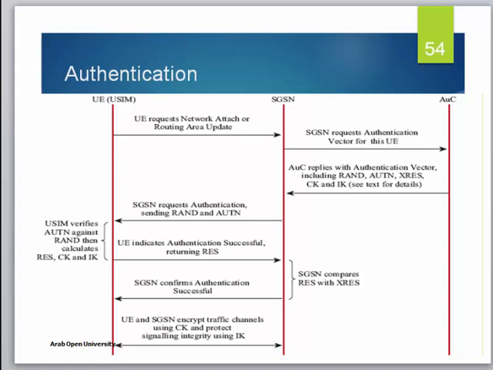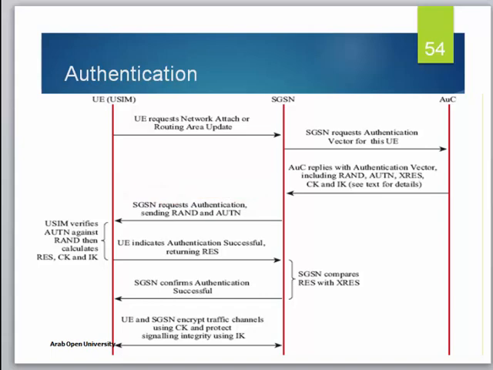Step number 3, the SGSN sends the request to the AUC. Step number 4, the AUC replies with the authentication vector including RAND, AUTN, XRES, CK, and IK. Step number 5, on receiving this reply, the SGSN keeps XRES, CK, and IK and sends each of RAND and AUTN to the UE.